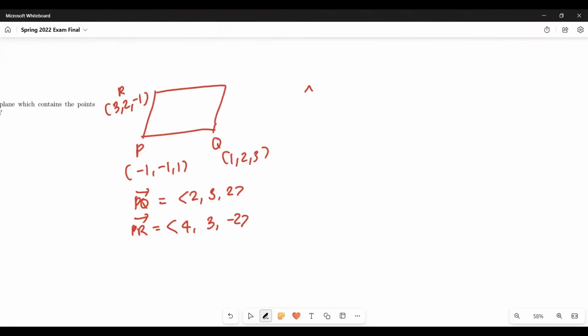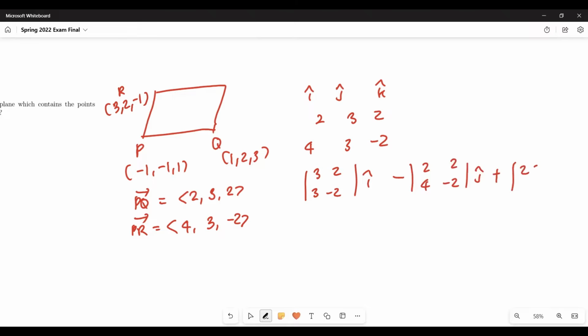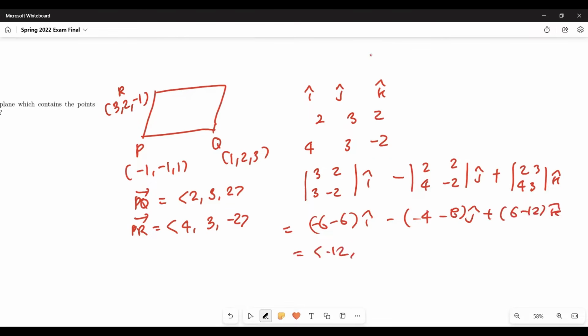So let's do that. i, j, k, (2, 3, 2), (4, 3, -2). So this is going to be (3·-2 - 2·3) i, minus (2·-2 - 2·4) j, plus (2·3 - 3·4) k. Okay, and then if you do the calculation, -6 minus 6, i, minus (-4 minus 8) j, plus (6 minus 12) k. That gives -12, this is going to be positive 12, and this is going to be -6, and you can factor out -6, giving (2, -2, 1), right?